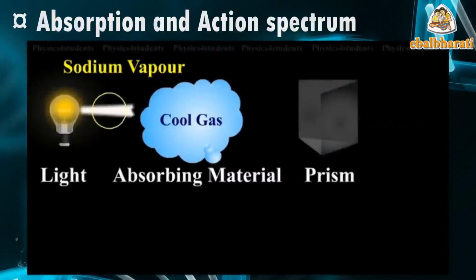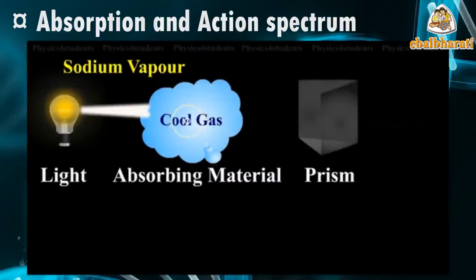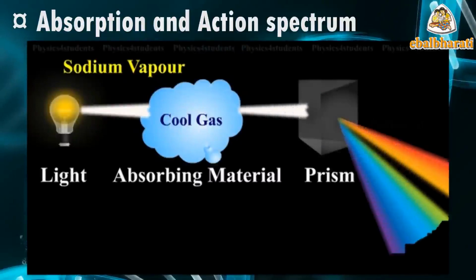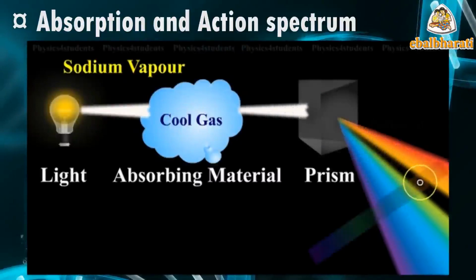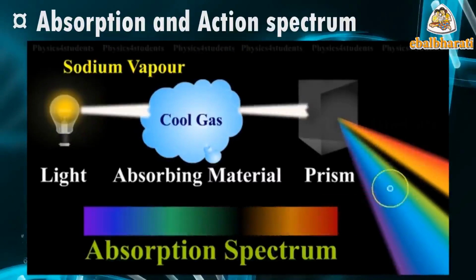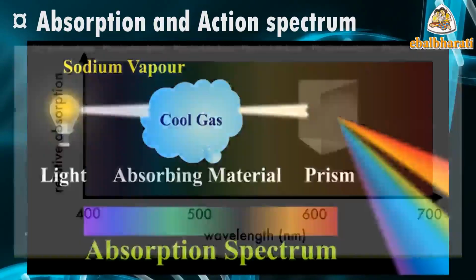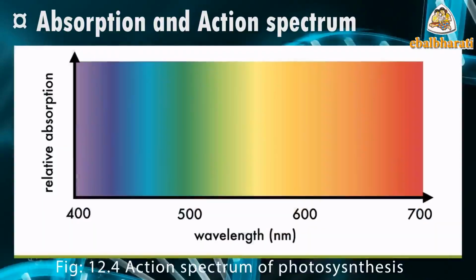Absorption and action spectrum. The amount of light absorbed at each wavelength can be shown in the form of a graph. It shows different curves at different wavelengths. Such a curve which shows the amount of light absorbed at each wavelength is termed the absorption spectrum. This denotes the graph of the absorption spectrum.